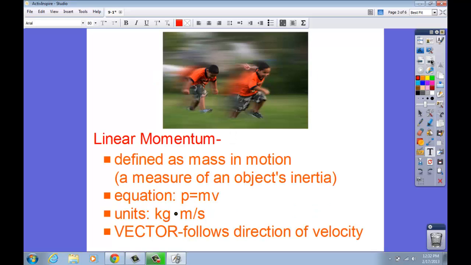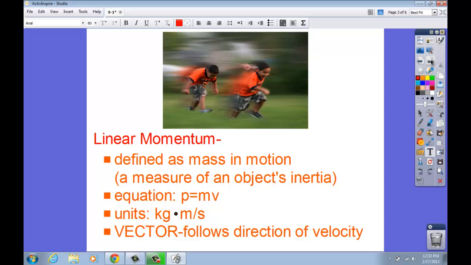Linear momentum can be simply defined as a mass in motion. It's basically a measure of an object's inertia, and we have talked about inertia in previous chapters. Because we're talking about a physics term, it also has an equation associated with it. Linear momentum is the letter P. So momentum is equal to an object's mass, m, times an object's velocity, v. Therefore, the units for linear momentum are kilogram times a meter per second.